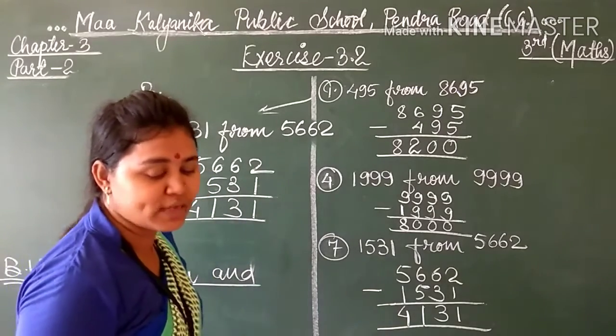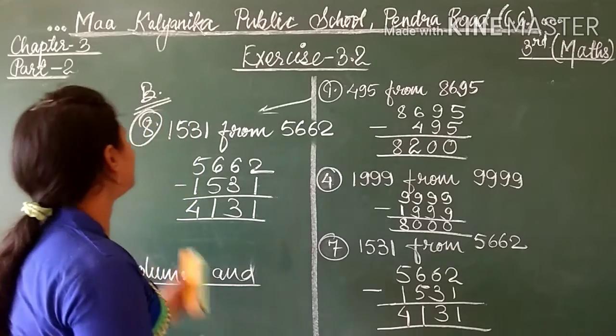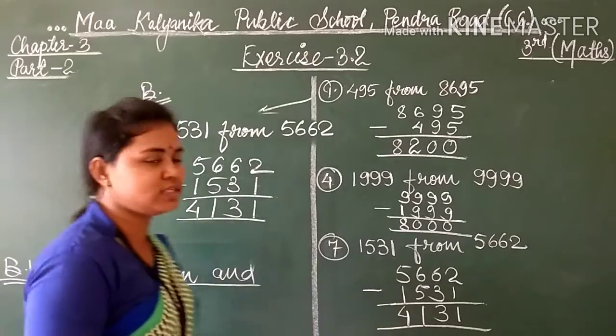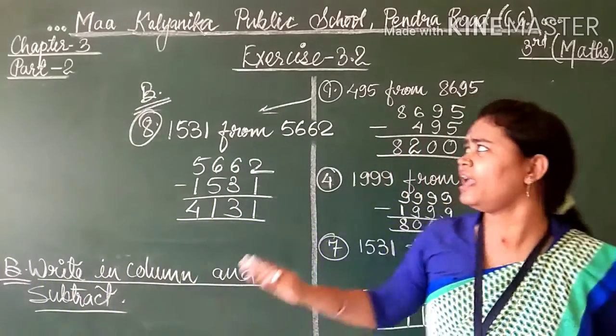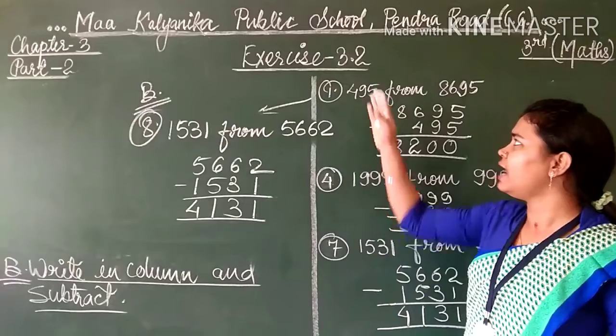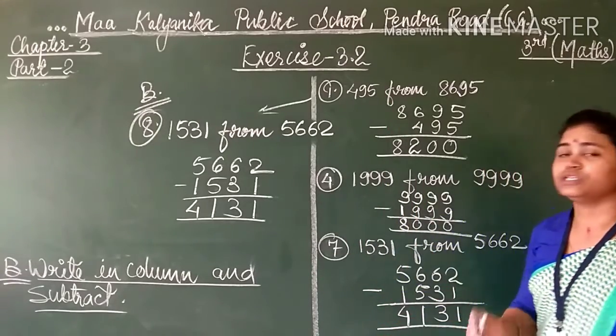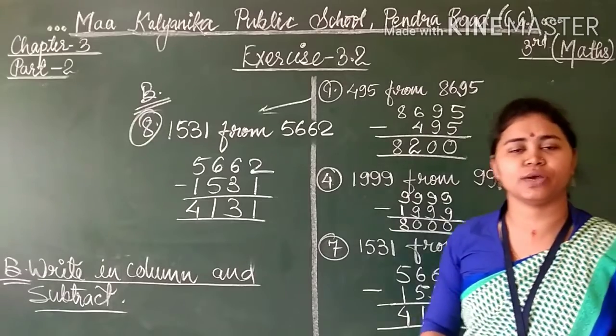So students, question number 7 of A is having borrow. According to question number A and B of exercise 3.1, and now I have solved 3.2 for you. According to this solution, you can solve the rest of the questions from your book.